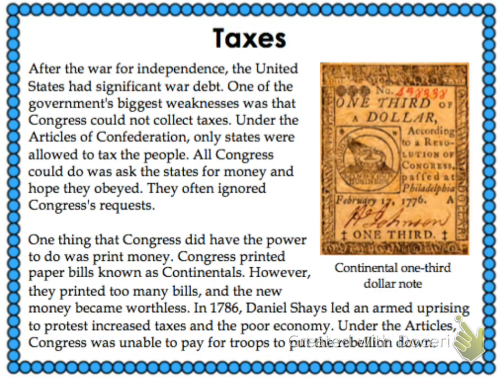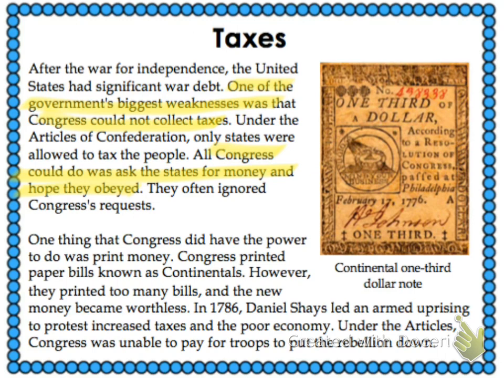Ooh, a lot of juicy stuff in this paragraph. So find your highlighter. Let's go through and highlight. One of the biggest weaknesses, ooh, it even tells us the word weakness, was that Congress could not collect money or taxes. Congress could ask the states for money and hoped that they obeyed. That's a pretty big deal. Okay? Make sure you have these things highlighted.